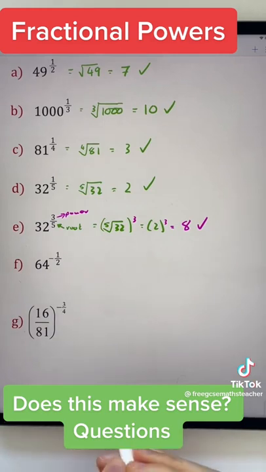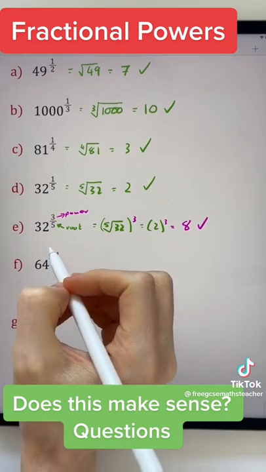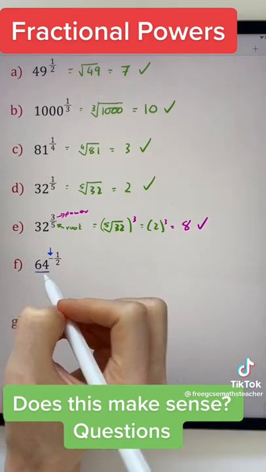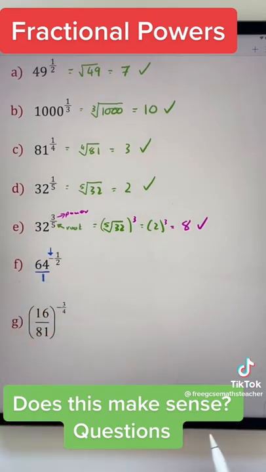For question F, we have 64 to the power negative a half. If we see a negative power, the negative power means the reciprocal. In other words, to turn it upside down. If it's not already a fraction, we know 64 is the same as 64 divided by 1.